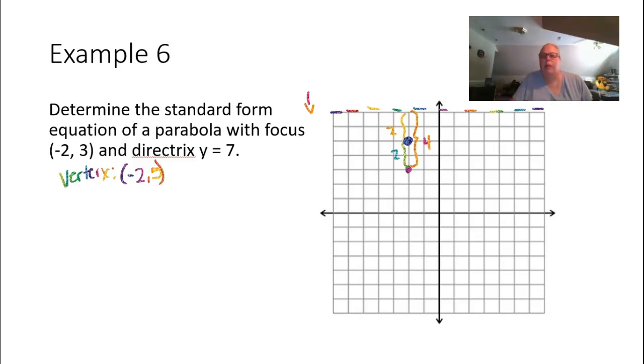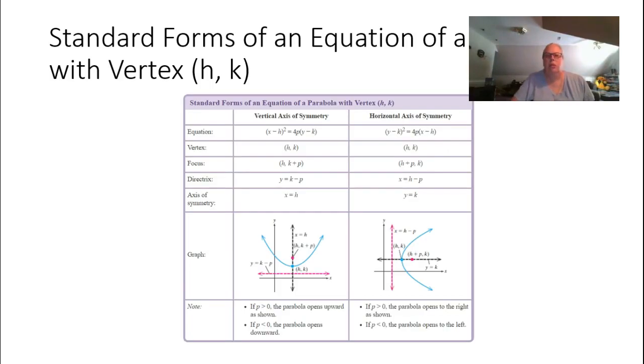All right, so our parabola is going to do something along these lines right here. Okay, so now that we know that it's going to be opening down, we want the equation to look like this one right here. X minus h squared is equal to 4p times y minus k.